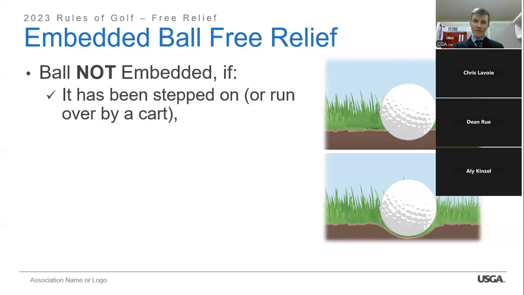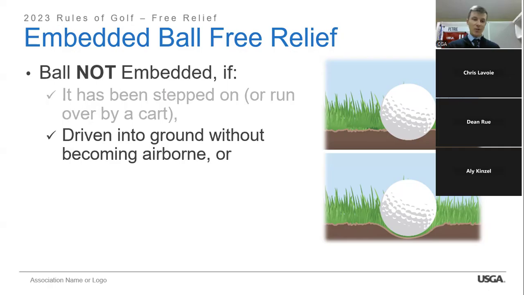The ball is not embedded if it's been stepped on or run over by a cart. Doesn't fit the definition. It's going to be moved by an outside influence, and we're going to be taking relief for our nearest similar lie. So we're just going to lift up that ball, find the nearest point within a club length that's similar to that lie, and continue on. So that's not embedded ball, different relief procedure. That's just going to be moved by an outside influence.